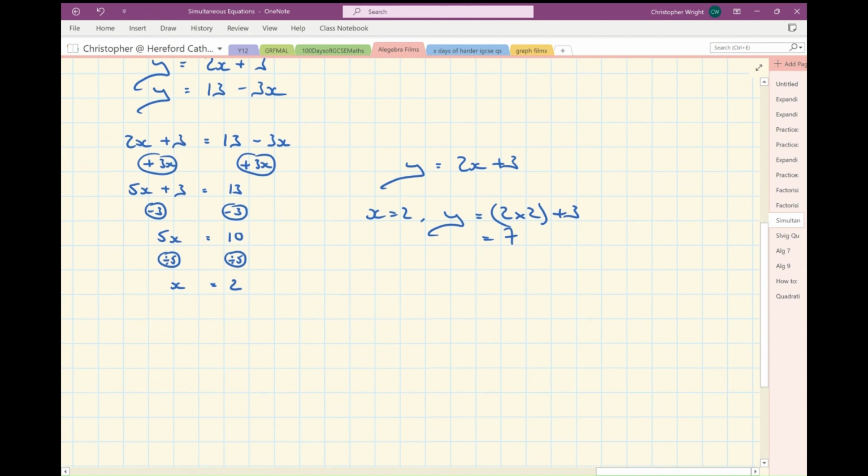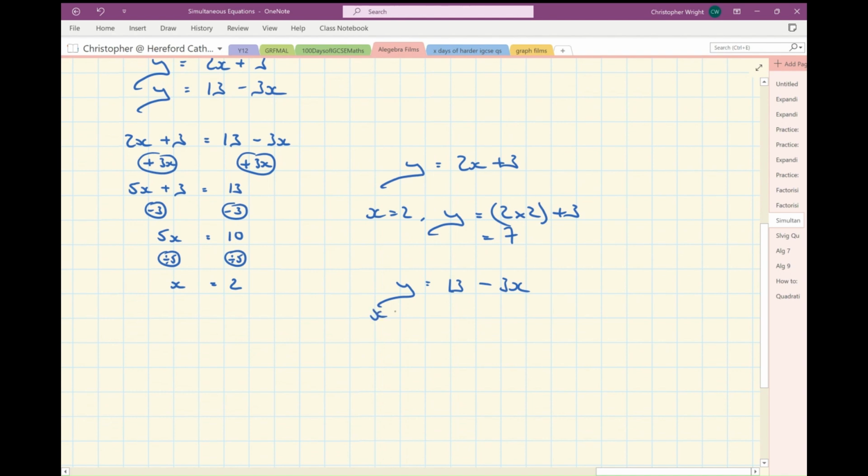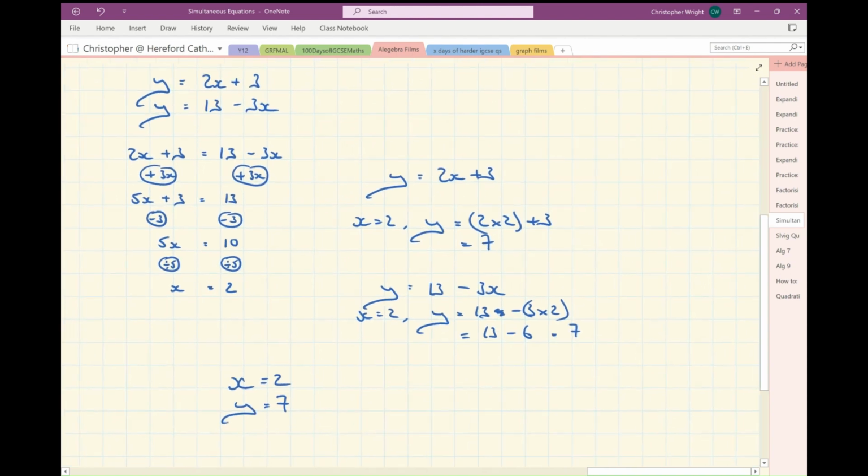Let's see if I get the same answer with my second equation. y equals 13 minus 3x. So x is 2, so y will be 13 minus 3 times 2. Well, that's 13 minus 6, which is 7. Good, I get the same answer. So I can write down my solution, which is x is 2 and y is 7. So there you go, 3 examples of solving simultaneous equations by substitution.